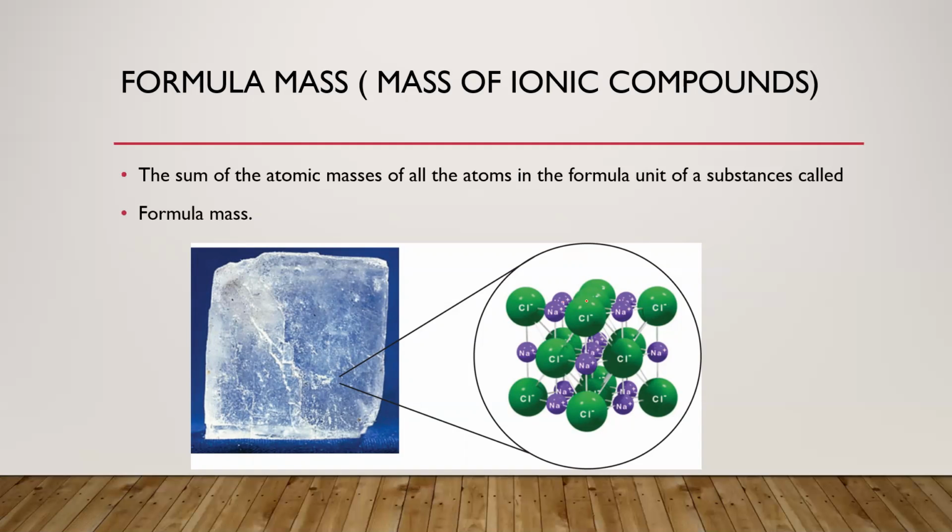Chloride ion will be formed by the gain of an electron by chlorine. These are arranged in a manner like sodium is surrounded by chloride ions and chlorine is surrounded by sodium ions. So they make a crystal shape. Okay, so this is called formula unit. What is the formula mass? How can we define it? The sum of atomic masses of all the atoms in the formula unit of a substance is called formula mass. This is the formula unit of sodium chloride.